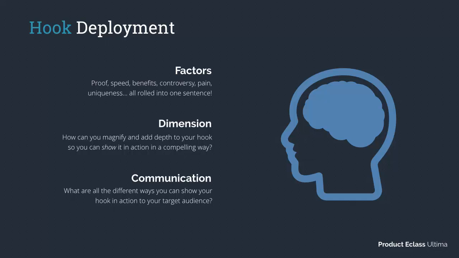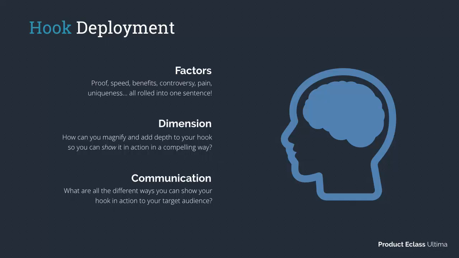So sometimes the hook is the proof. It is, 123 first-generation millionaires all started with this specific 4-step system. That's a very powerful hook that's built solely specifically on proof. The 80-20 rule sucks was a hook that I used for one of my products, and that's purely a controversy-based hook. Most often, though, they're combinations. Proof, speed, benefits, controversy, pain, uniqueness, all rolled into one.